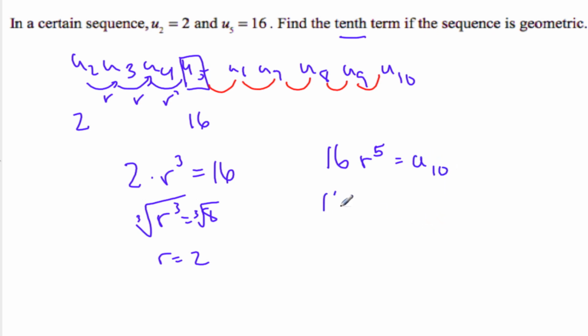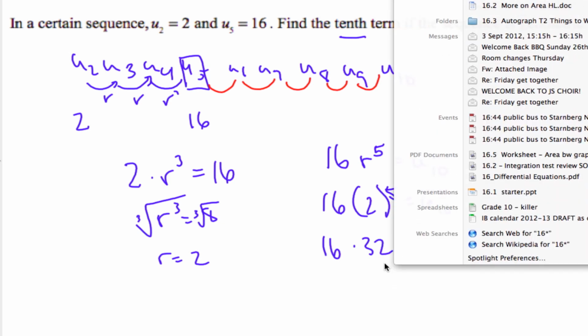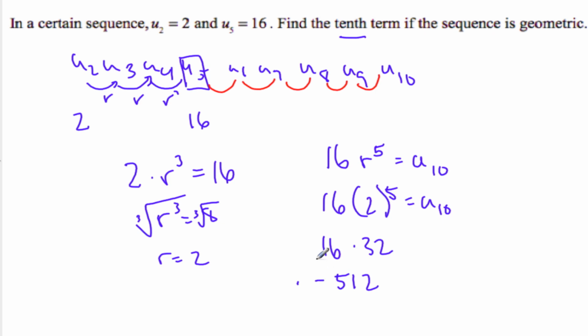Well, that's 16 times 2 to the power 5, U10, which is then going to be 16 times 32, which is then going to be 512. 512 is my U10. So that's kind of using the ideas, the concepts.